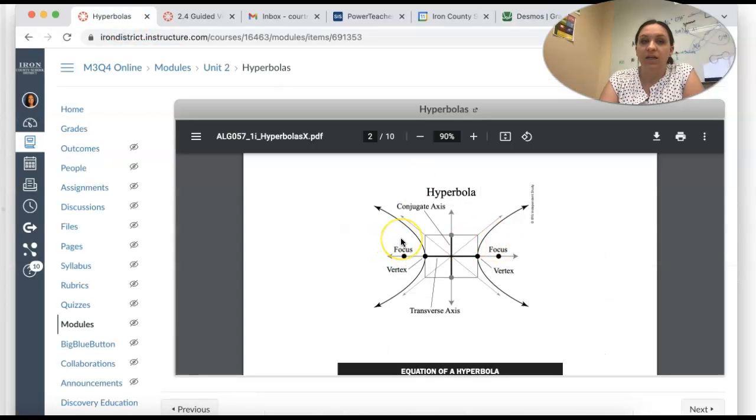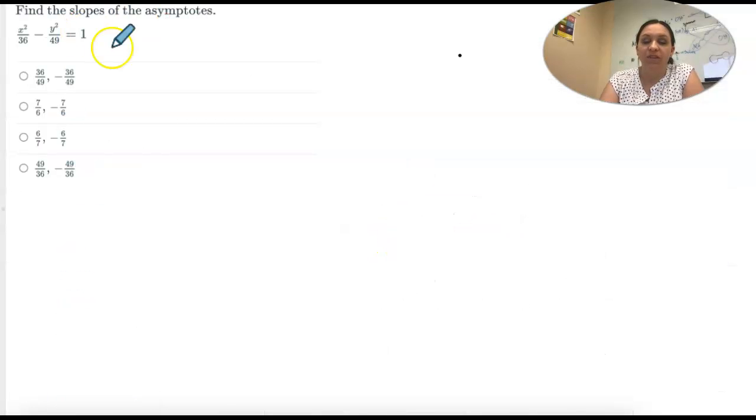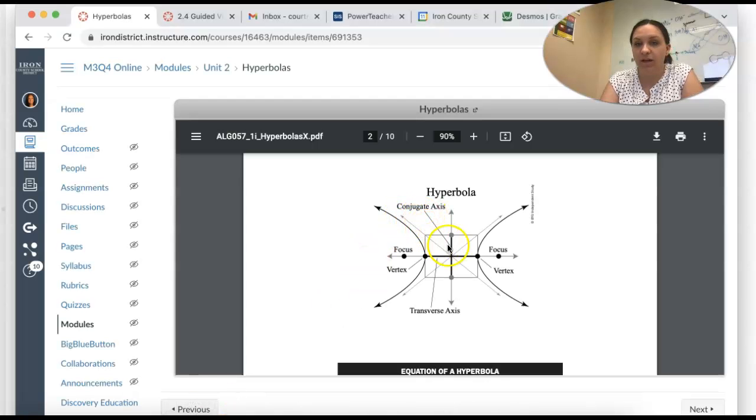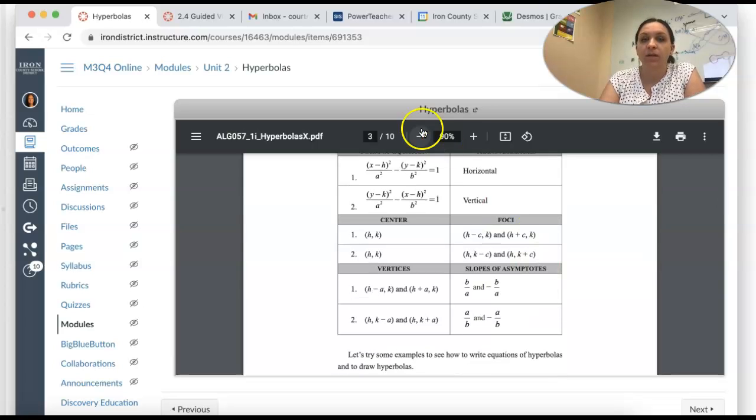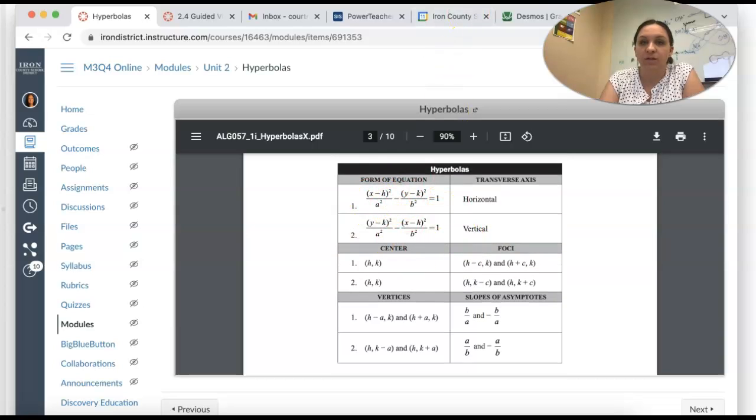Okay, and then the slope of the asymptotes that it's asking us to find, the asymptotes are these lines that make an X that go along the sides. So it's asking us, what are the slope of those lines? And we figure that out by looking at our standard form. So x comes first in our equation. That means a squared is under x. So it's a little different than an ellipse. You're just looking at what comes first.